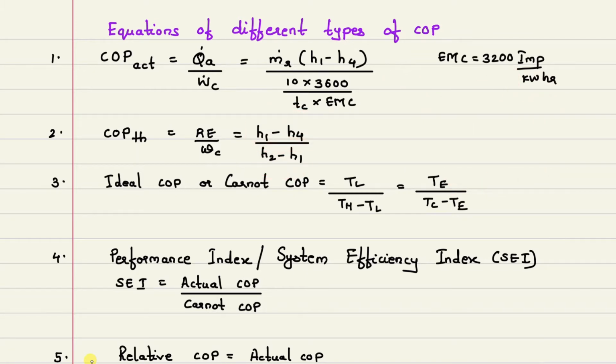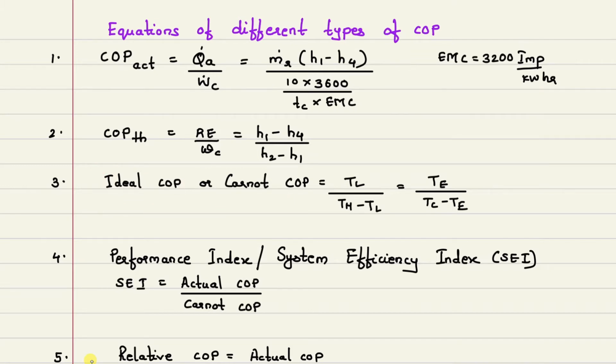Next type of COP is ideal COP, also known as Carnot COP. Now why am I explaining all these names? Because in the exam it's not necessary that they will say Carnot COP, they can even say ideal COP. So when ideal COP is asked, you have to calculate Carnot COP.